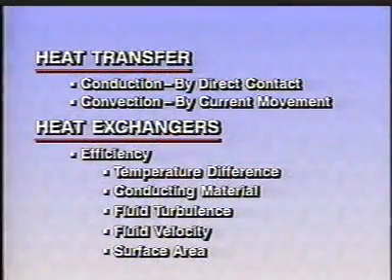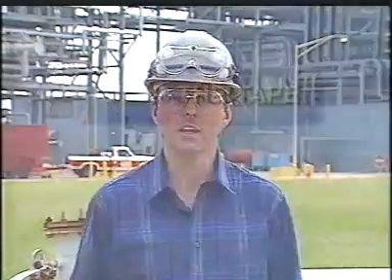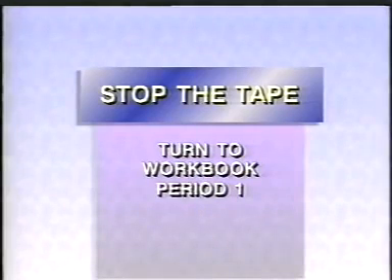So far, we've discussed conduction, heat transfer by direct contact, convection, heat transfer by current movement, and several factors that influence the efficiency of heat exchangers, including temperature difference, conducting material, fluid turbulence, fluid velocity, and surface area. In addition to these, another factor that affects efficiency is the direction of flow. You'll learn about this factor in the workbook. Stop the tape and turn to workbook period 1. Be sure to complete all of the self-teaching frames as directed.